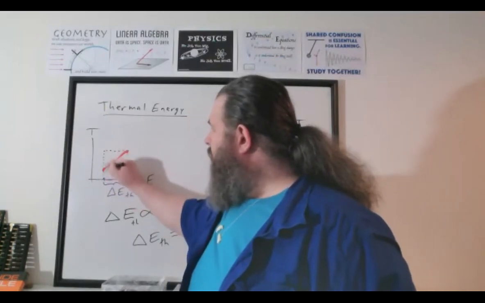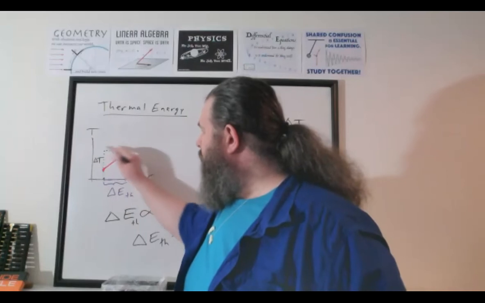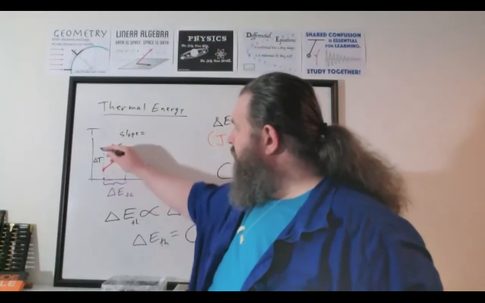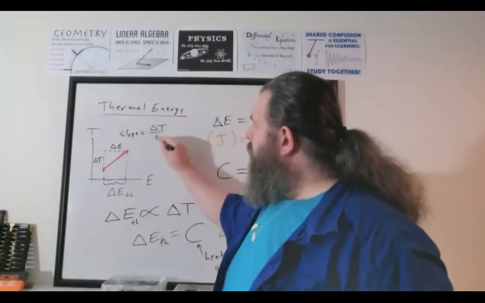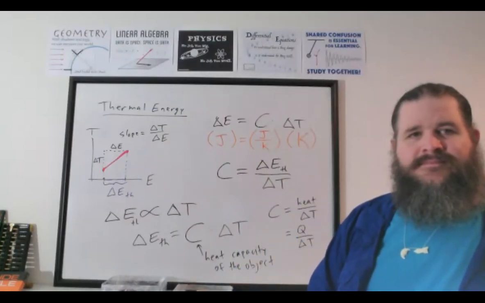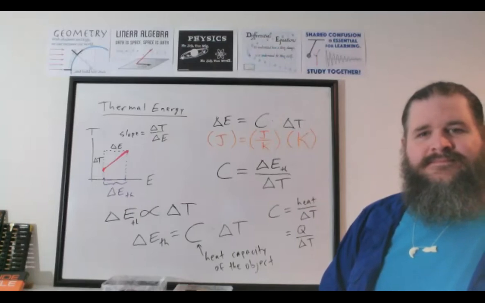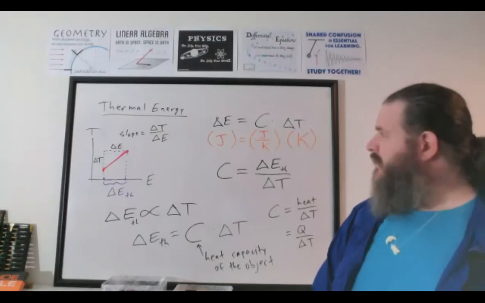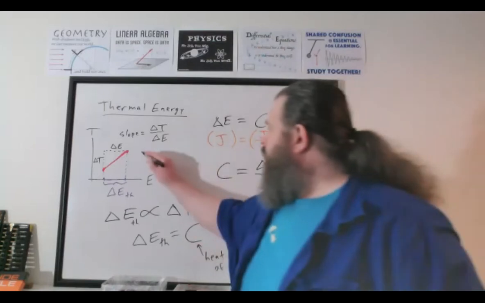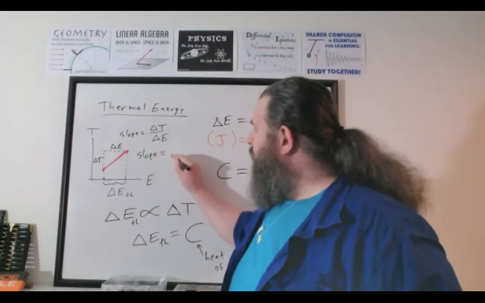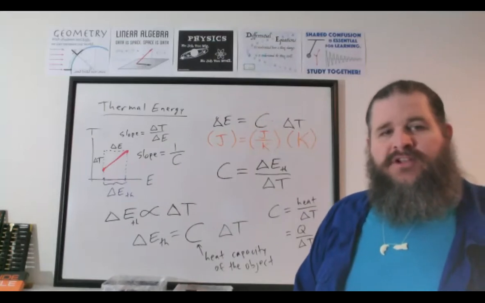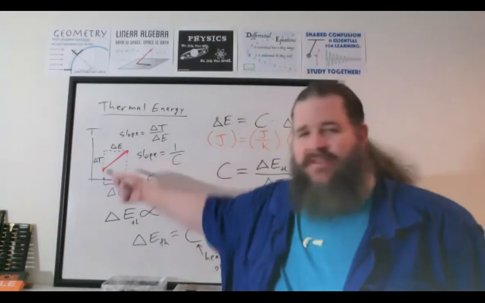On this graph, rise is delta temperature, run is delta energy. So the slope of this line would be delta temperature over delta energy. Is that the same as heat capacity? Or how does that relate to it? Yeah, exactly. It's not quite the slope, but it's the reciprocal of the slope. The slope of the line on the energy temperature graph is the reciprocal of the heat capacity, 1 over the heat capacity of the object, which means the heat capacity of the object determines the shape of this graph.